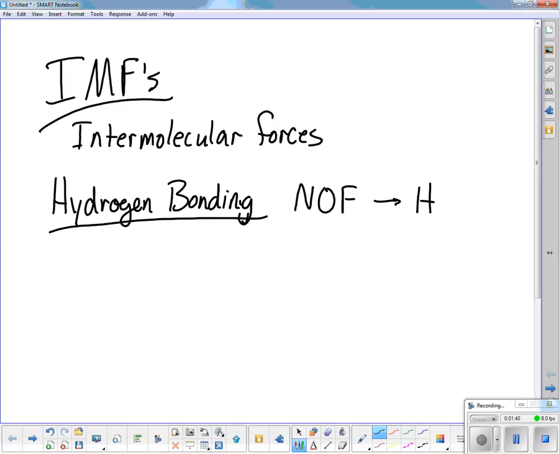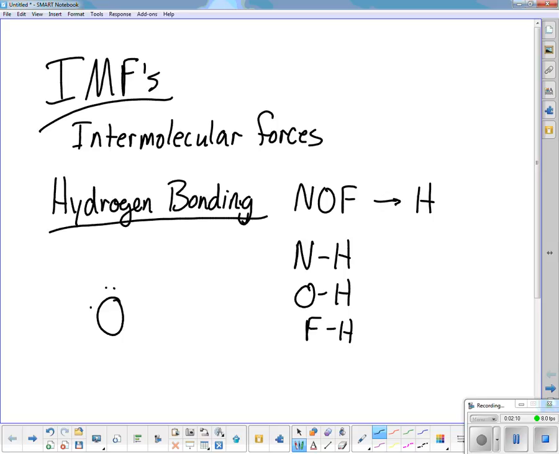If you look at the periodic table, N, O, and F are right next to each other on that second row. So nitrogen, oxygen, and fluorine has to be directly connected to a hydrogen. So I have to have a nitrogen directly connected to a hydrogen, or an oxygen directly connected to a hydrogen, or a fluorine directly connected to a hydrogen. When I have that, then I can do what's called hydrogen bonding. The one that you're probably the most familiar with is water.